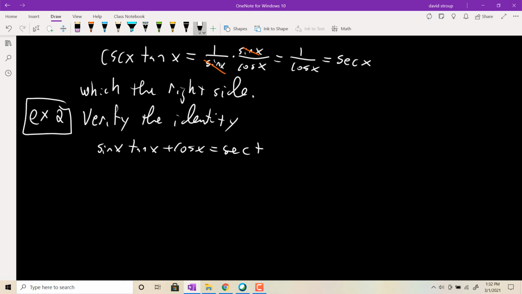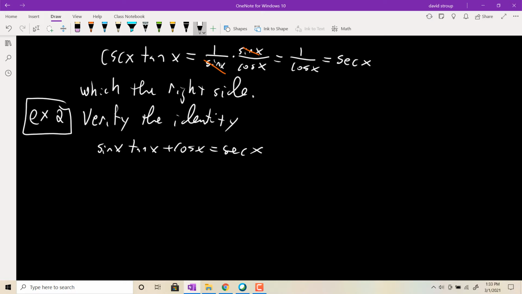Okay. And again, I'm going to work on one side and then get to the other side. And sometimes it's so complicated that you have to work with the two sides separately. I'll show you an example of that at the end. We hope we don't have to do those kinds, right? Okay, so anyways, verify the identity.